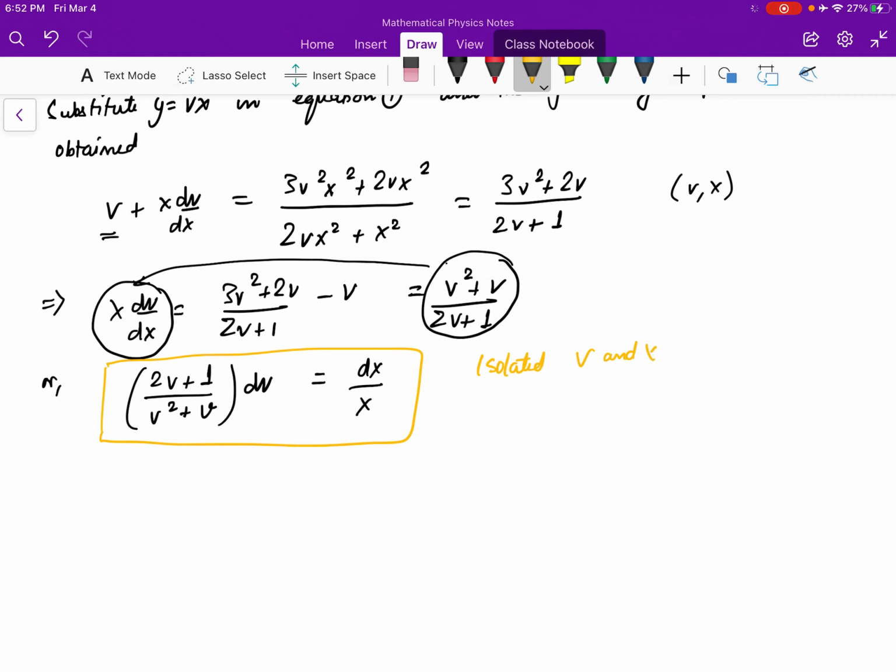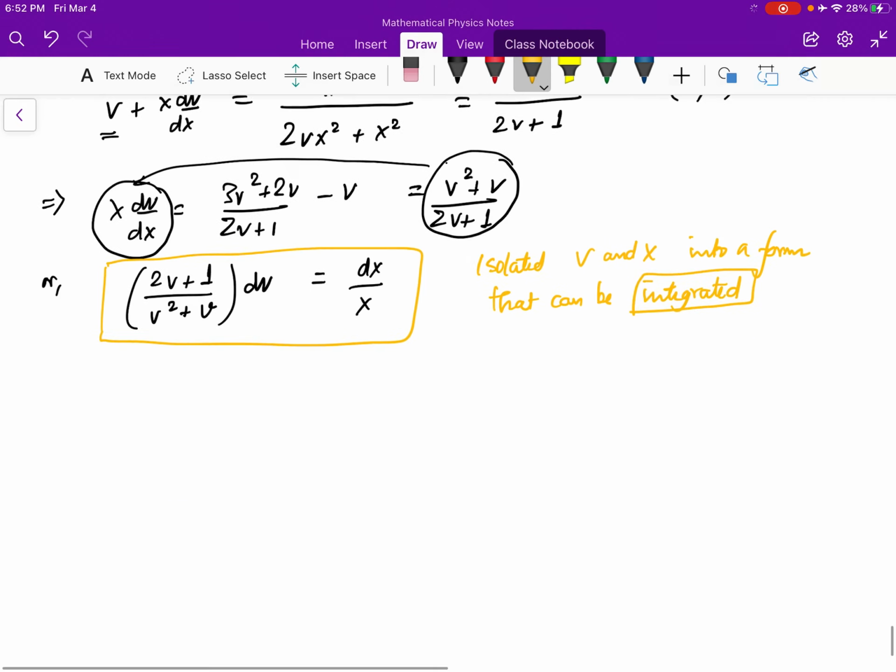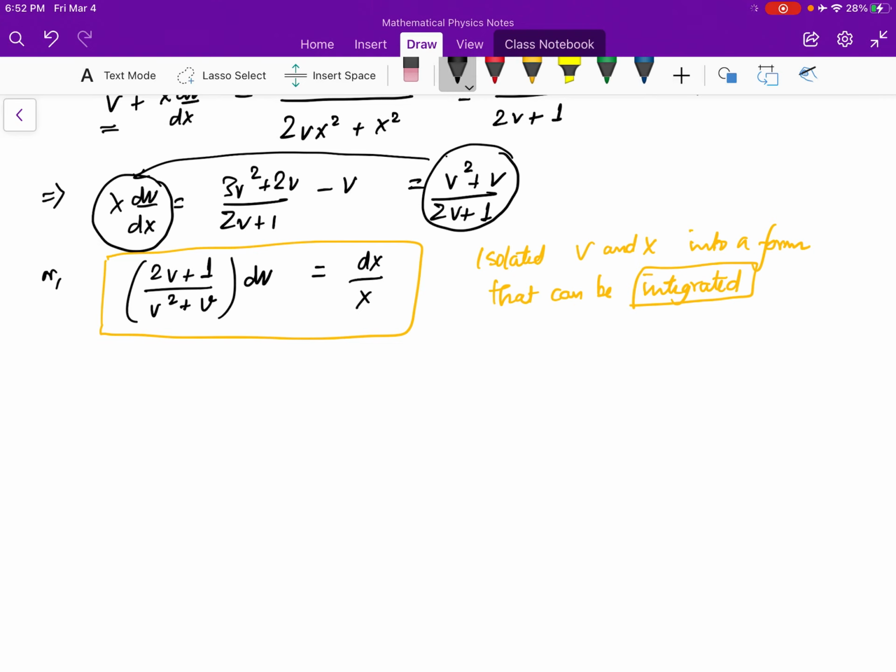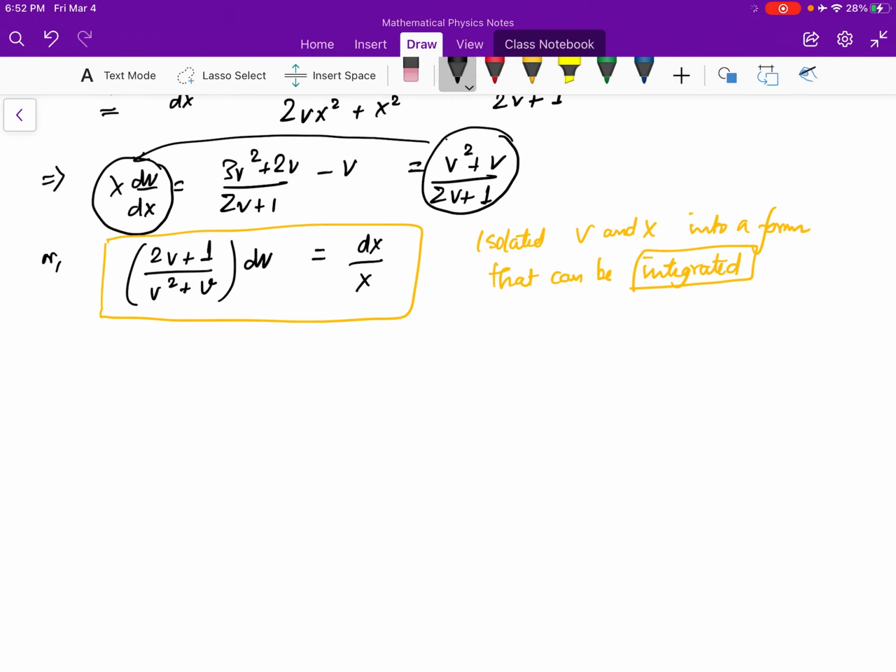So this expression helps us to solve the problem now, because now we have isolated v and x into a form that can be integrated, and that is the very idea of the substitution which we made in the first place. The integration part is very essential, otherwise we won't be able to solve the problem for obvious reasons, right? Okay, so now we need to do an integration, and that's very straightforward. So if we integrate, that's x, that is equal to v plus 1 upon v square plus v.